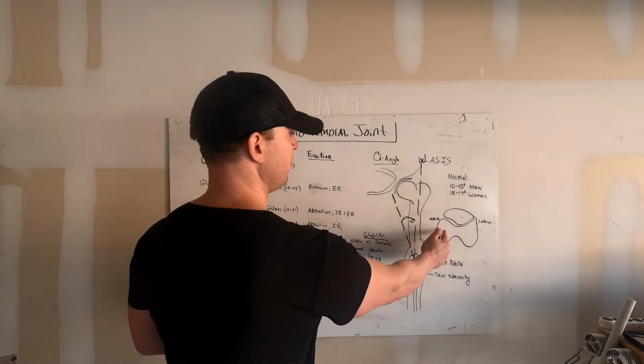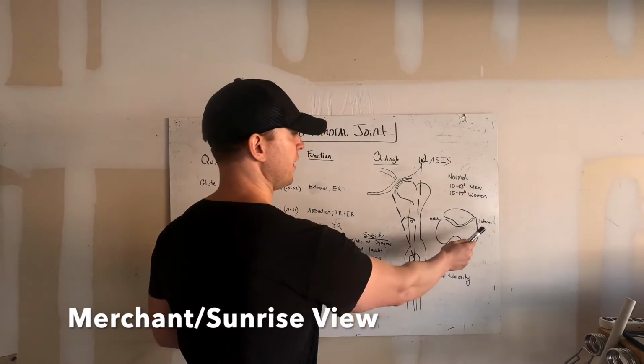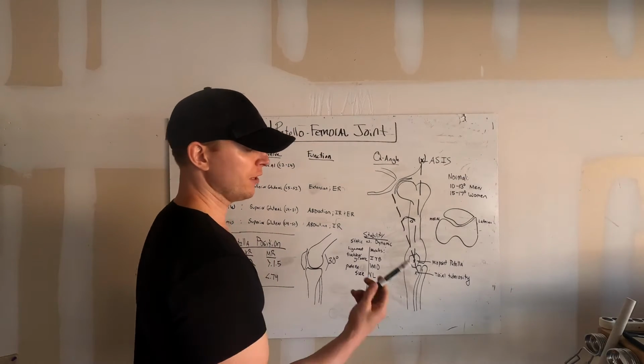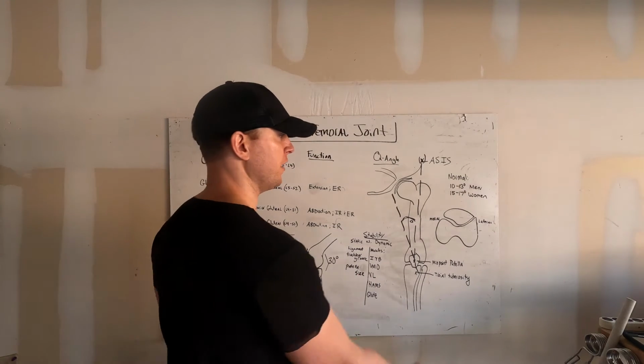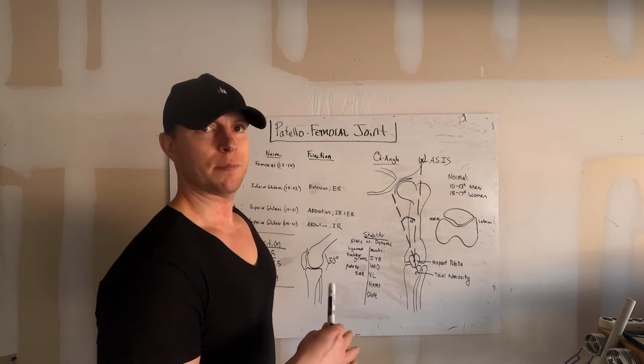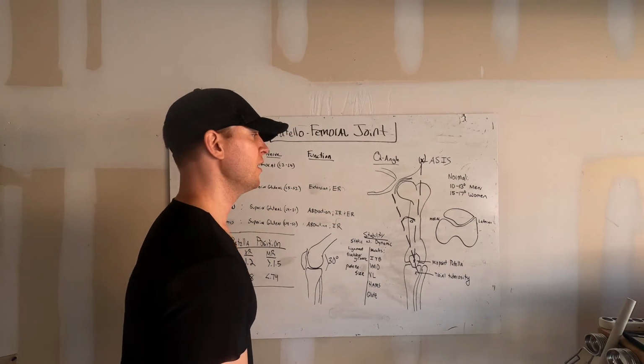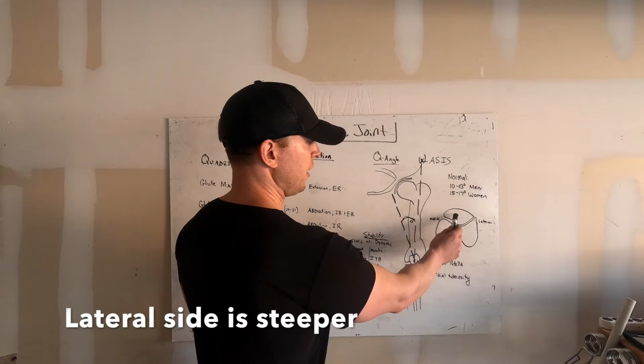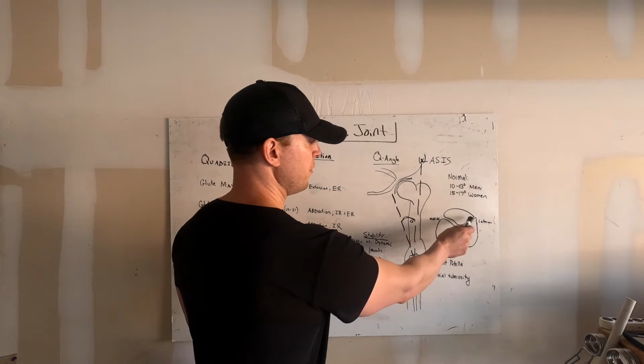And then this would be a Merchant or sunrise view. So this is lateral, this is medial. If you're ever looking at an x-ray and you're not sure which side is which, the lateral side is typically larger because it helps prevent lateral patellar dislocations. So the patella should glide nice and smoothly within this trochlear groove.